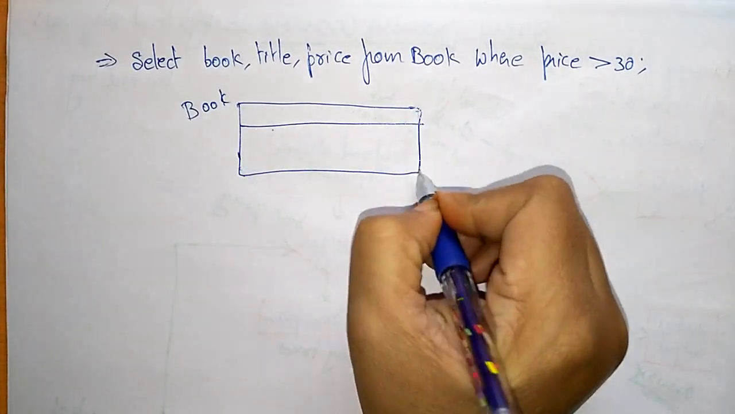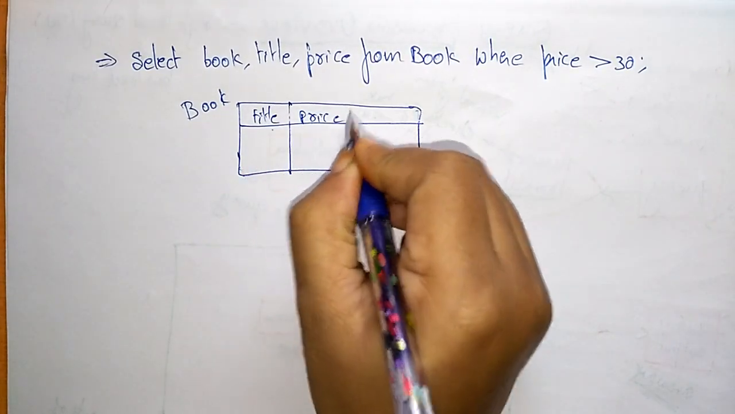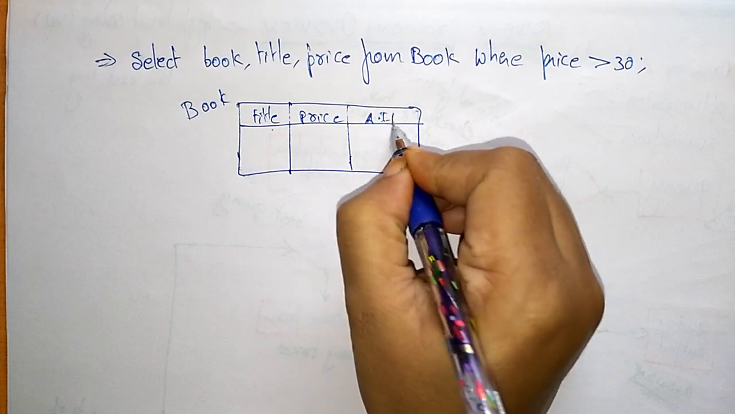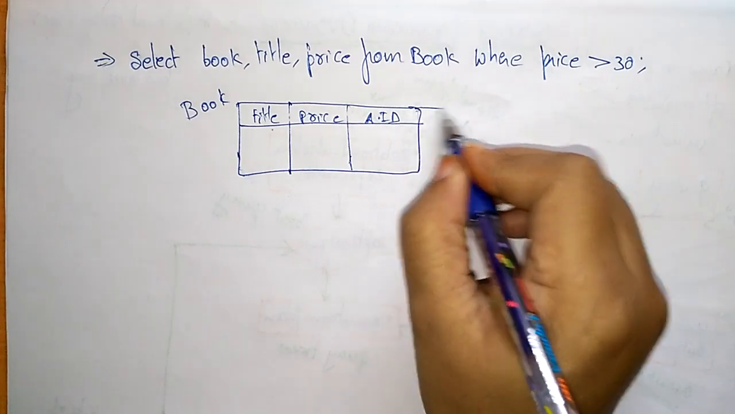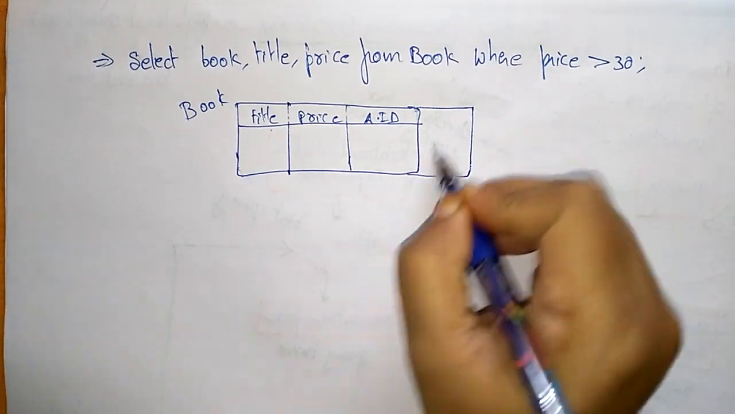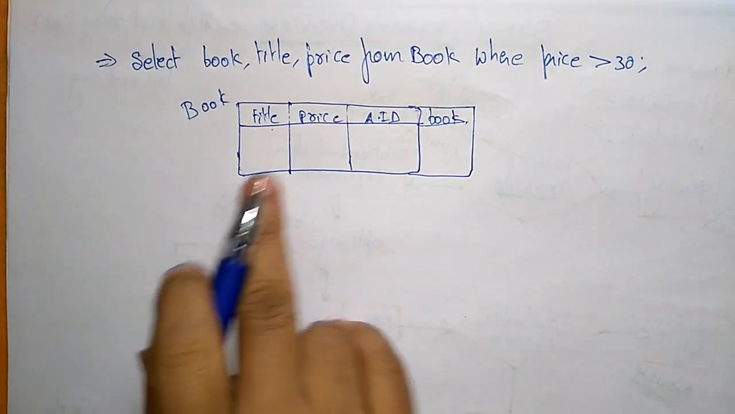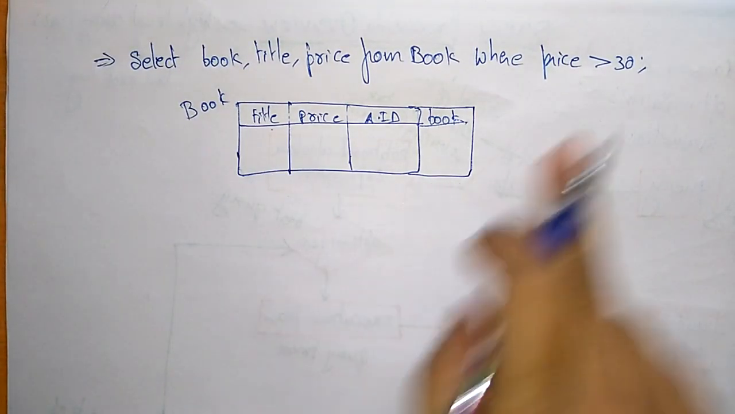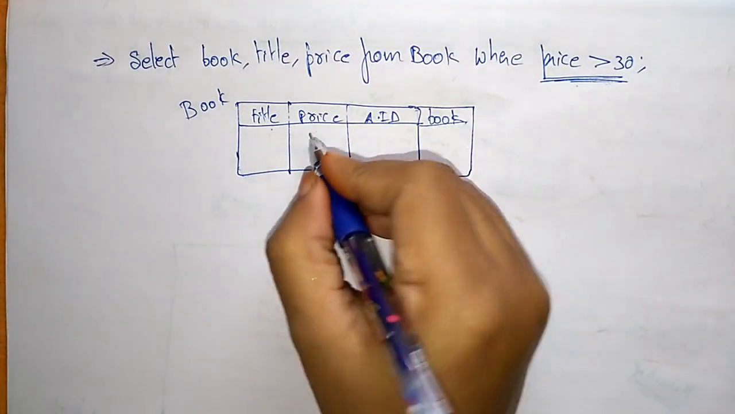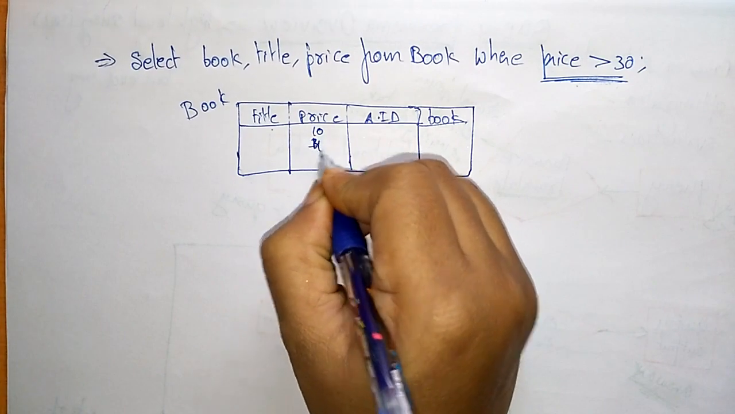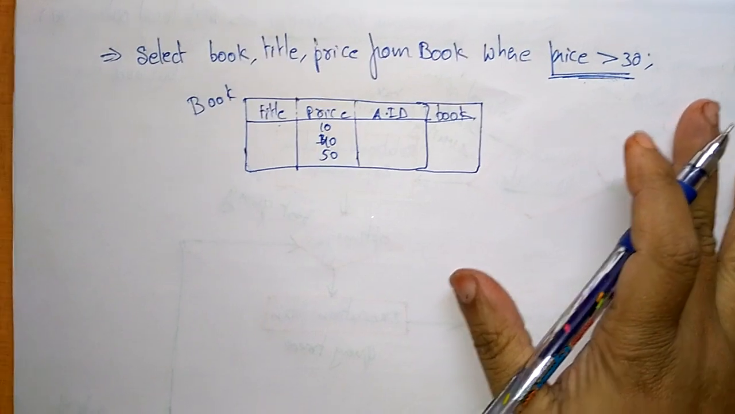In the table we have fields like title, price, author ID. So many fields are there. In this table we are selecting the book, title, price, where the condition is that the price should be greater than 30, like 10, 30, 40, 50. So we have to select the prices that are greater than 30.